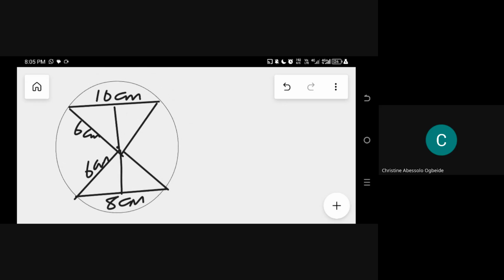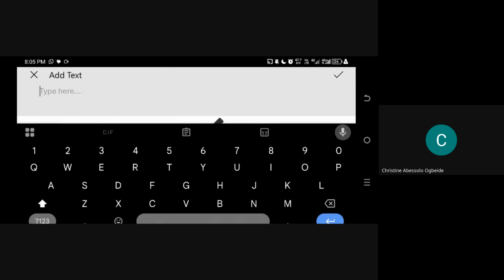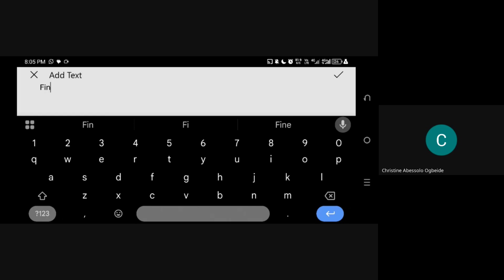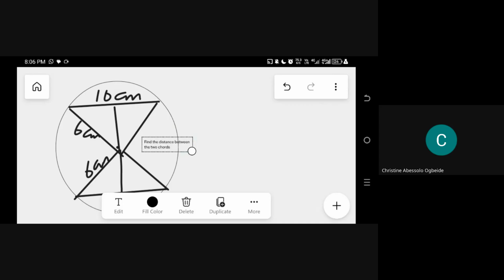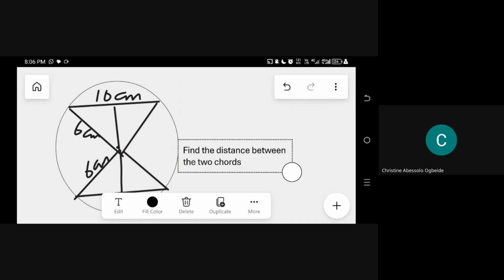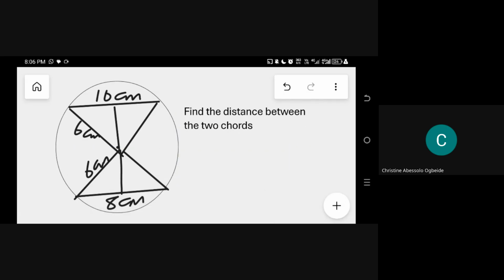Okay, so Christine, this is your question. The question would be: find the distance between the two chords. So this is for higher. Same with WAEC, NECO, and GCSE, but higher, not foundational.